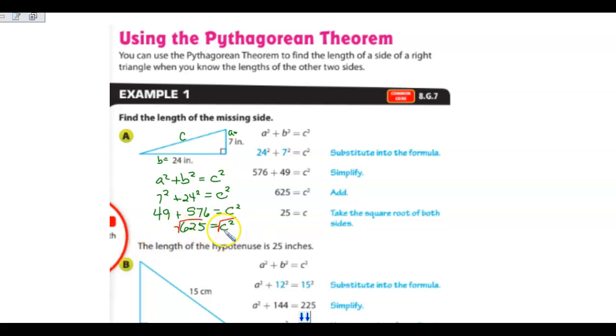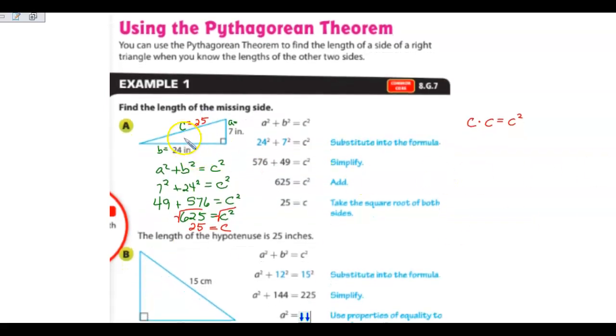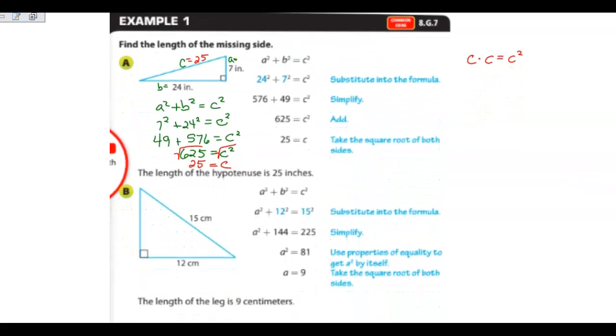Well, c squared is formed by c times c, right? So c times c equals c squared. And so if I square root c squared, I get c. If I square root 625, I'm going to get 25. So c equals 25. And I will say that the hypotenuse is always going to be longer than the longest side of your right triangle. If it's ever smaller, you need to go back and check your math.